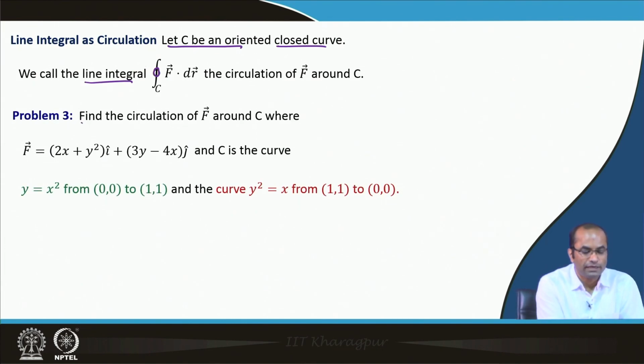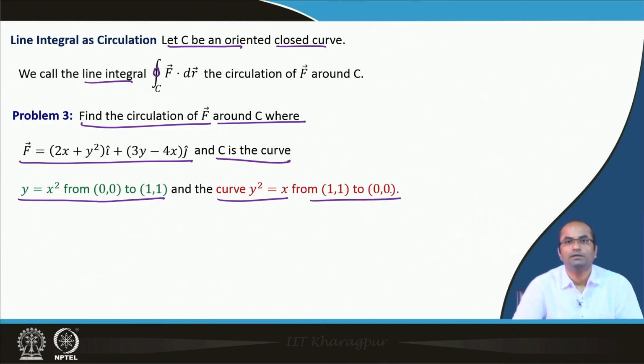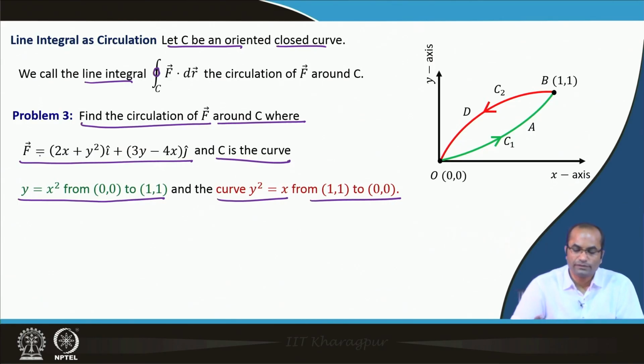So, problem 3 is: find the circulation of f around C, where f is given by this and C is the curve y equal to x square, the parabola from 0 0 to 1 1, and then another curve y square equal to x, another parabola from 1 1 to 0 0. So, we have this curve here, which is made of these two parabolas, and the vector field f is given, and we want to get the circulation of f around C. That means the line integral of this f along this closed curve C.